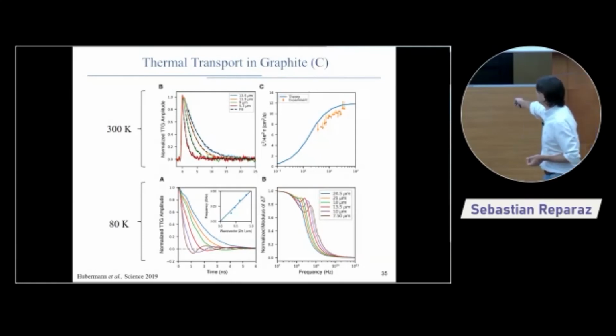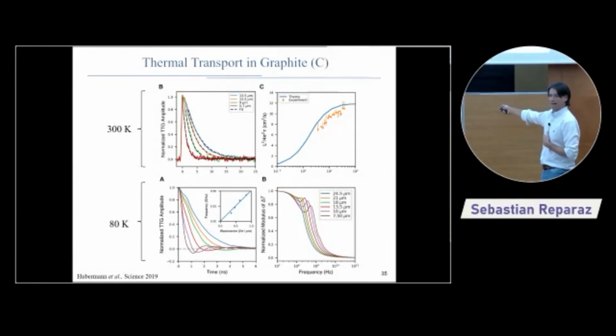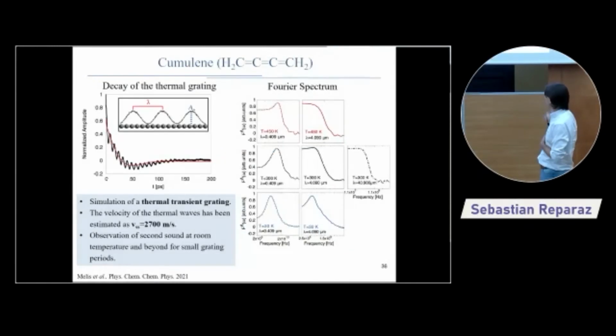The beauty is that, of course, you can come up now with the Fourier transform of this, and then you will get very sharp peaks between 100 megahertz and 1 gigahertz, depending, of course, on the lattice spacing. And this is a very recent paper, and it's possibly one of the strongest demonstrations of the observation of these effects at relatively high temperatures, let me put it that way.